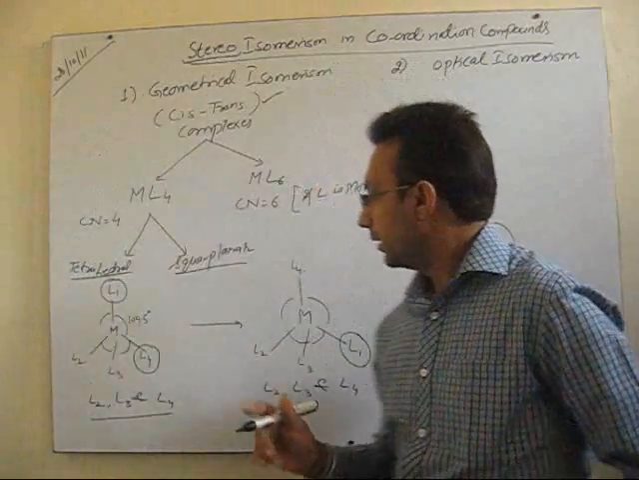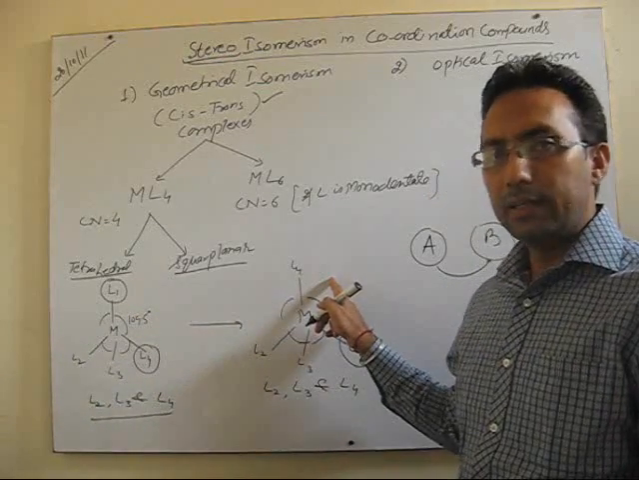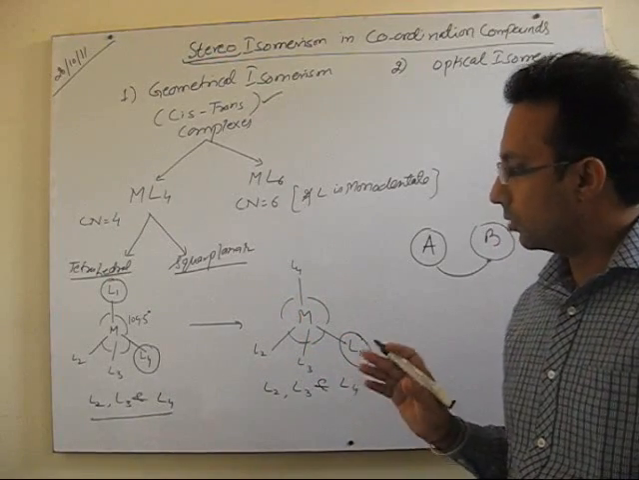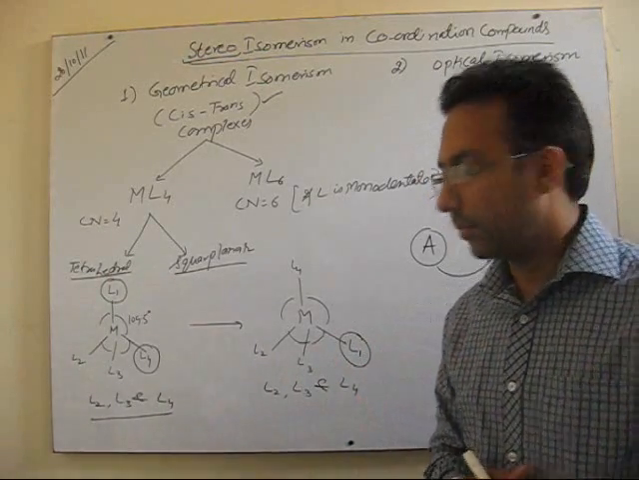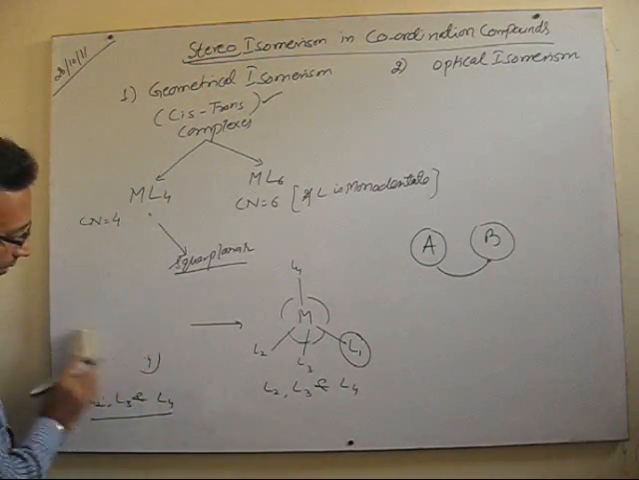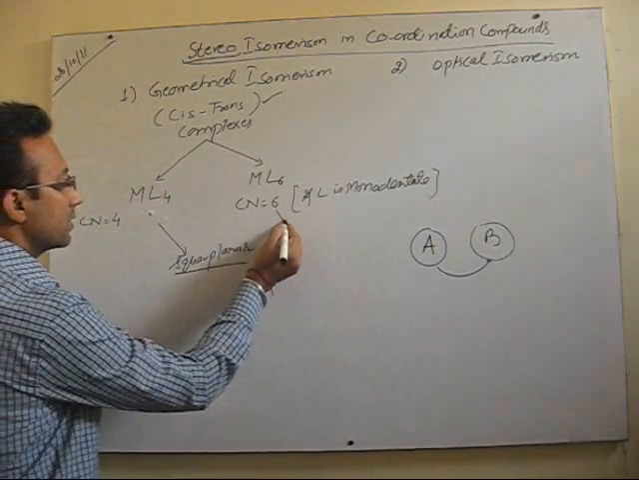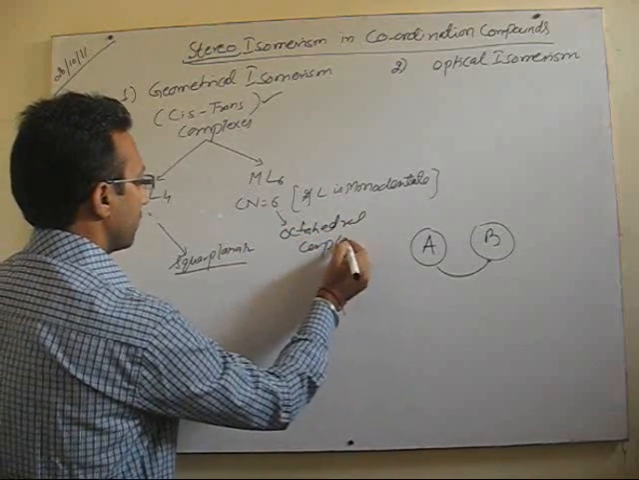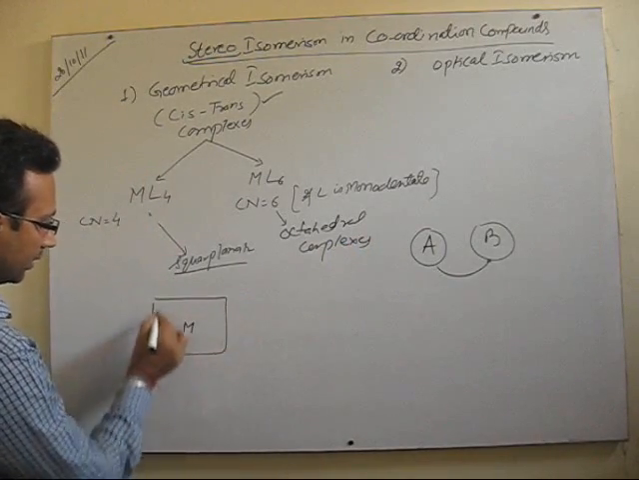So as we have observed, in the case of tetrahedral, we have changed the position of one of the ligands, but none of the ligands have changed their environment in space. That means geometrical isomerism is not possible in tetrahedral complexes. Now we are left only with square planar and octahedral complexes. The other case, that is ML6, is the case of octahedral complexes.